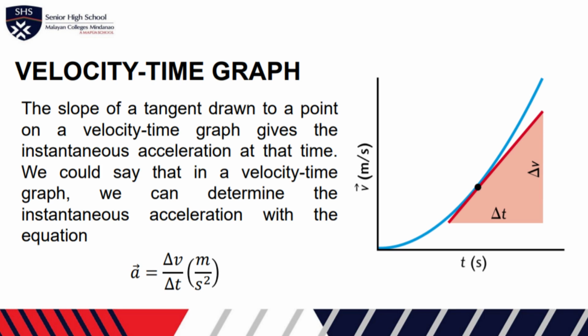In a velocity time graph, the slope of a tangent drawn to a point on a velocity time graph gives the instantaneous acceleration at that time. Now, we could say that in a velocity time graph, we can determine the instantaneous acceleration with the equation, as there is an instant curve of a particular graph. To express that, acceleration is equal to change in velocity over change in time.